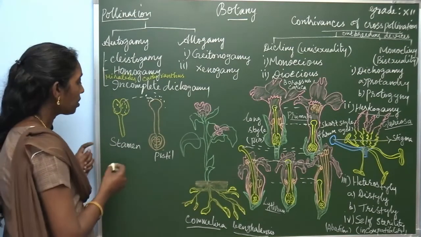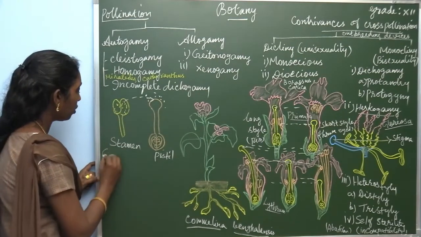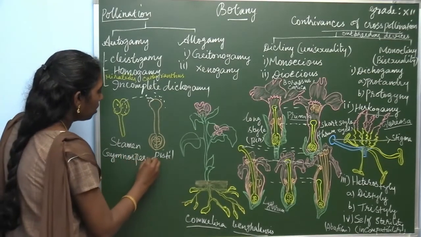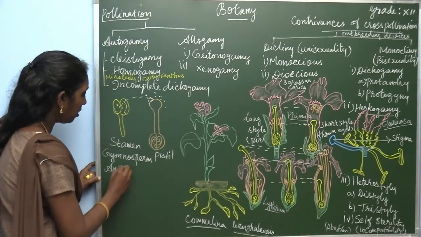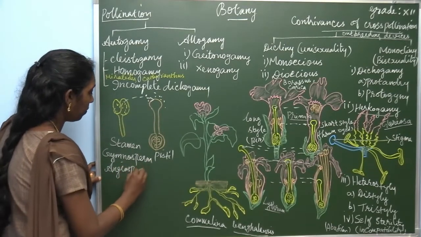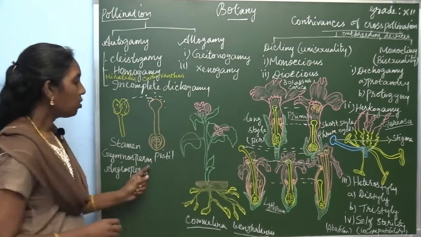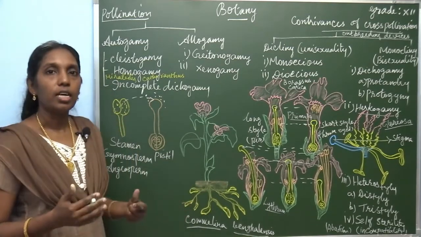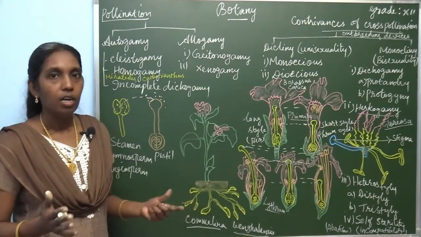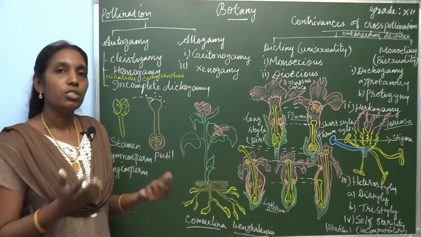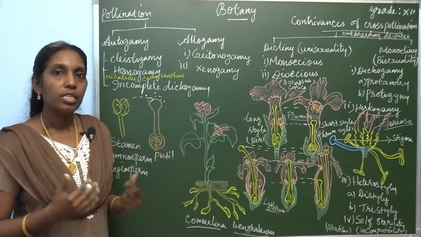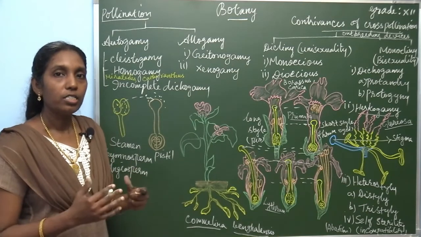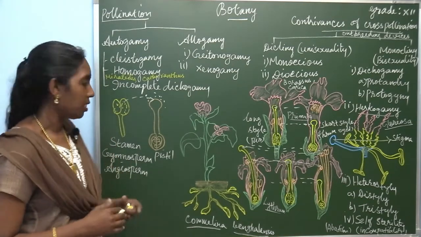Gymnosperm and angiosperm. In gymnosperms, pollination is direct pollination. In angiosperms, it is indirect. Do you think if there is no pollination, is there any fruit and seed formation? No. So, pollination is a very important process.